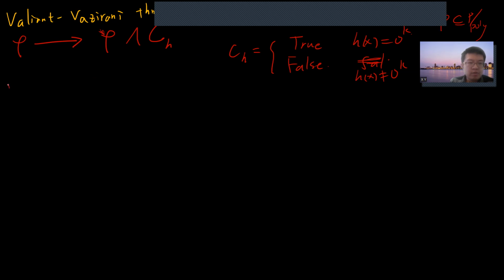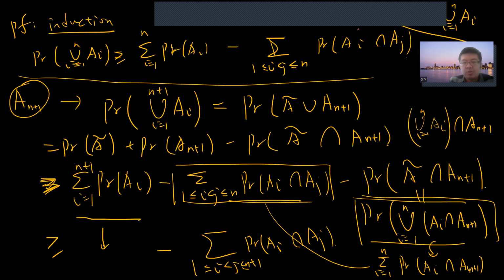Obviously, if phi is unsatisfiable, the number of solutions is 0, then the number of solutions of phi and C_h must be 0. Since there is no solution such that phi is true, anything ANDed with false must be false. So it's trivial, and we already proved this.